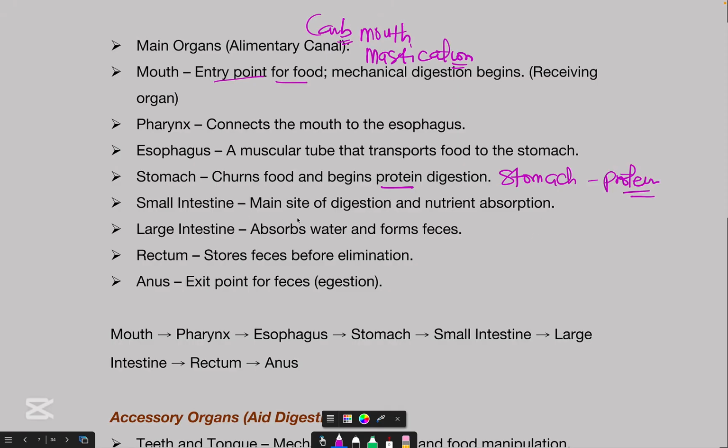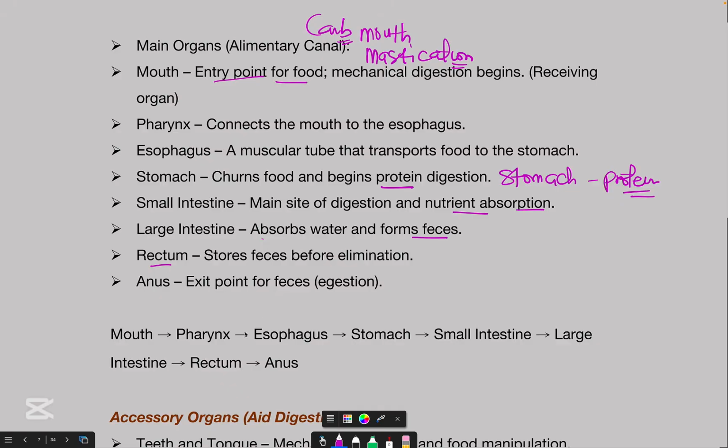The small intestine is the main site of digestion and nutrient absorption. The large intestine is a storage organ that absorbs water and forms feces. Then the rectum is where the feces are stored before elimination. Then the anus is the exit point of feces, the exit point of feces, egestion.